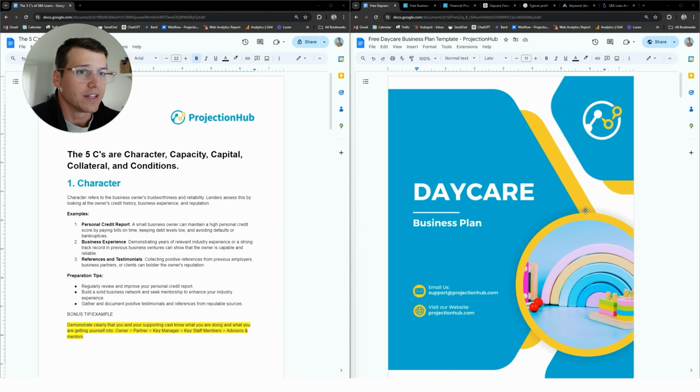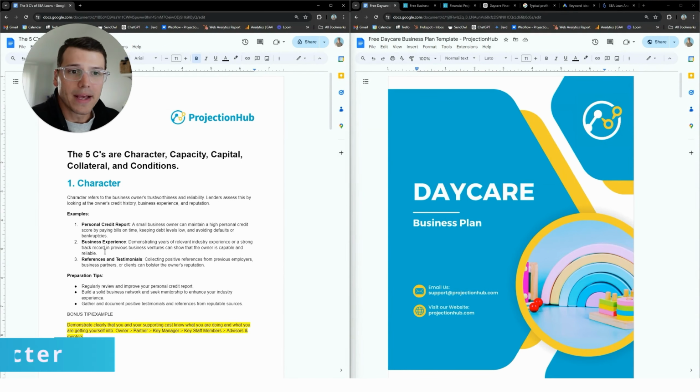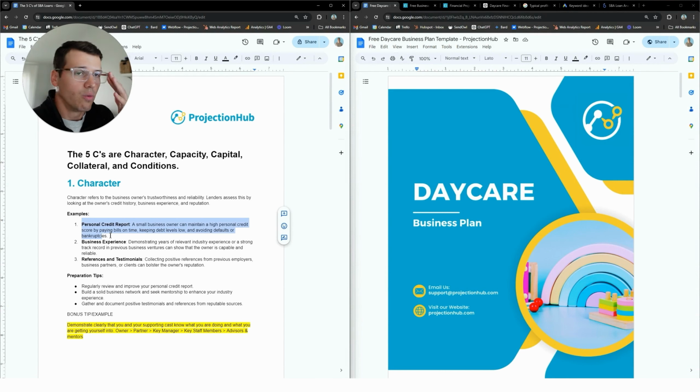So let's go ahead and start going through this. First up, we've got character. You can see these examples of things that might make up the character test. It's just to give you an idea of what they're looking for in character. They're trying to get a sense of how reliable you are as a borrower. What is your general trustworthiness? They're not trying to decide whether you're a good person or a bad person. That's not the test they're doing here.